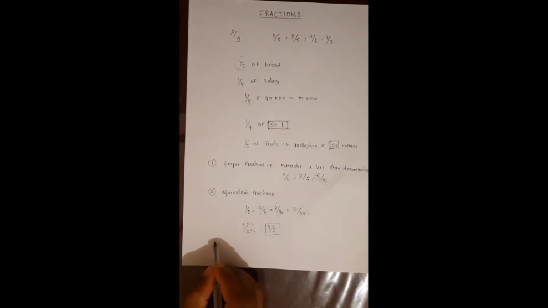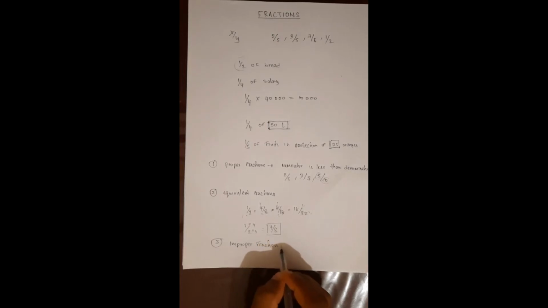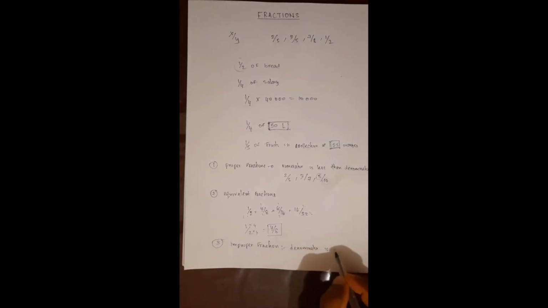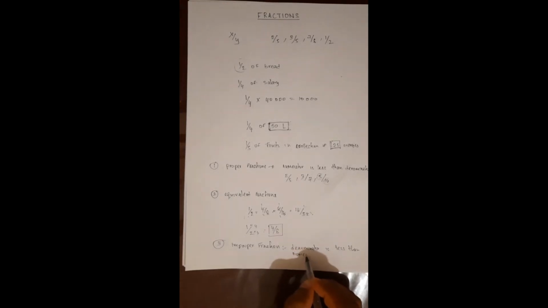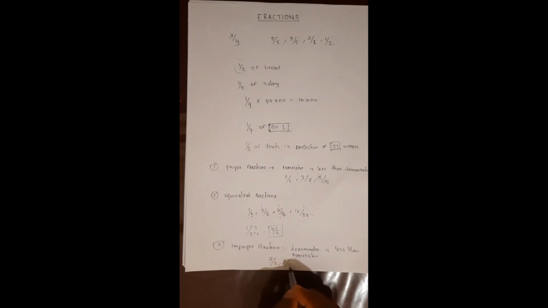And the next is the improper fraction. Improper fraction is where the denominator is less than the numerator, or else we can say that the numerator is higher than the denominator. In proper fractions, the numerator is less, and in improper fractions, the numerator is higher than the denominator. So this could be 7 over 2, 5 over 3, anything where the numerator is higher than the denominator.